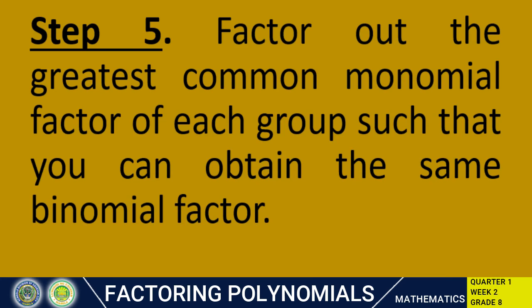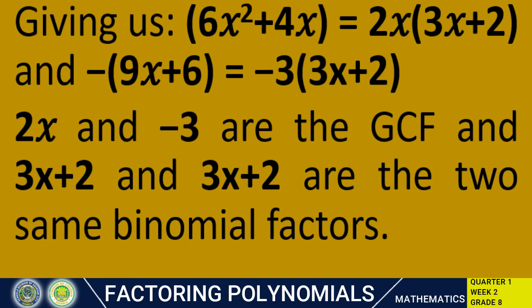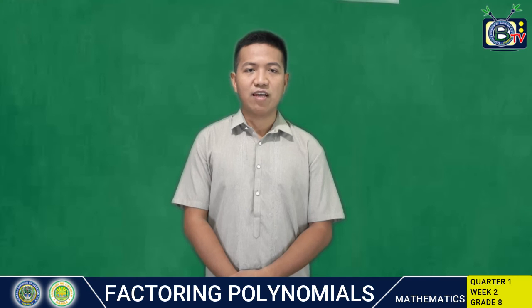Step 5. Factor out the greatest common monomial factor of each group such that you can obtain the same binomial factor, giving us quantity 6x squared plus 4x is equal to 2x multiplied to quantity 3x plus 2, and negative quantity 9x plus 6 is equal to negative 3 multiplied to quantity 3x plus 2. 2x and negative 3 are the greatest common factors, and 3x plus 2 and 3x plus 2 are the same binomial factors.